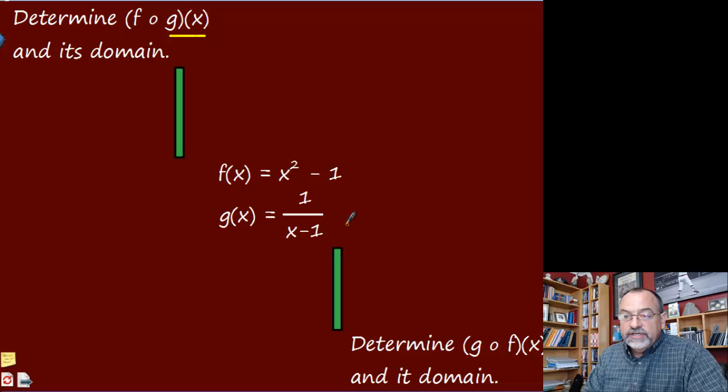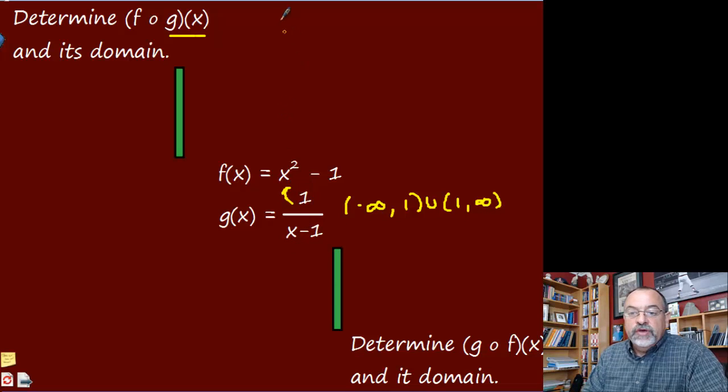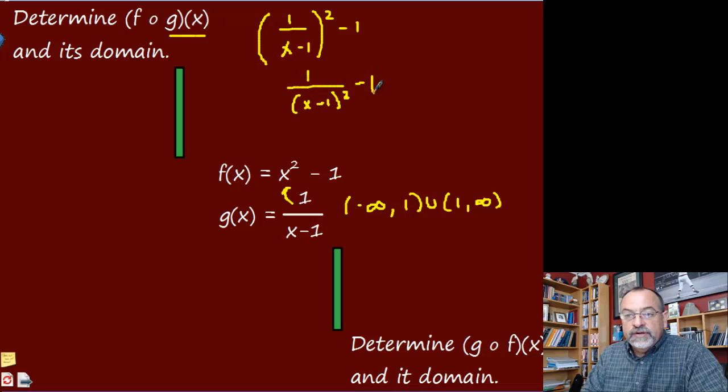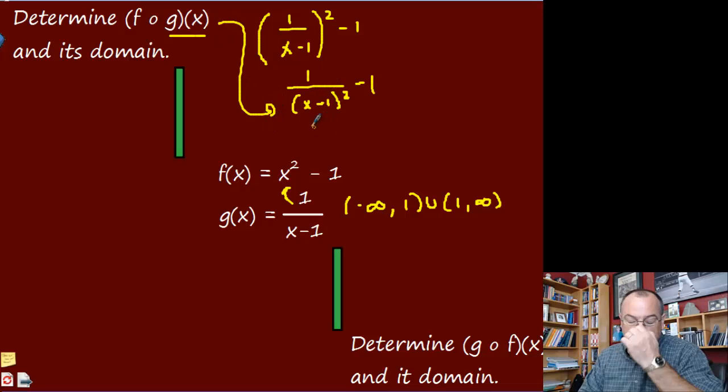Because this function has a denominator of x minus 1, we realize that 1 cannot be used as a number, so our domain is all real numbers except 1. This would be the interval notation for that. Now we're going to put the g function into the f function, so we have 1 over x minus 1, squared, minus 1. To simplify, I just square the numerator and denominator. I come up with f composed with g of x as 1 over the quantity x minus 1, squared, minus 1.